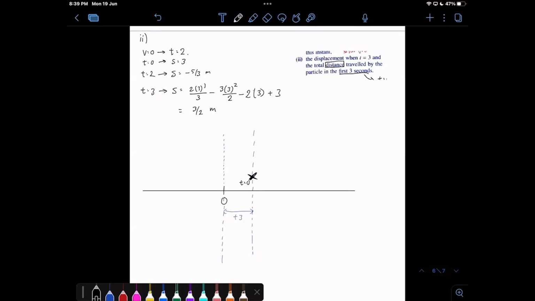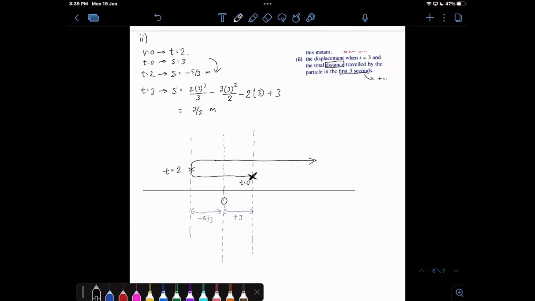Then you move towards the left or right? From T equals 0, towards the left. So eventually you hit -5/3 distance. So maybe somewhere here, -5/3. So you move this way. Okay, this is t equals to 2. And then you continue going straight all the way. Okay, when t equal to 3, what happens? T equal to 3, s equals to 3/2.